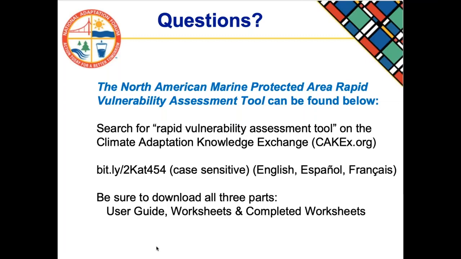Any other questions? Yeah, one more. Great. This question is, let me quickly read it. I wanted to know if you're using any other information other than the IPCC assessment reports and the scenarios therein for the detailed vulnerability assessment.